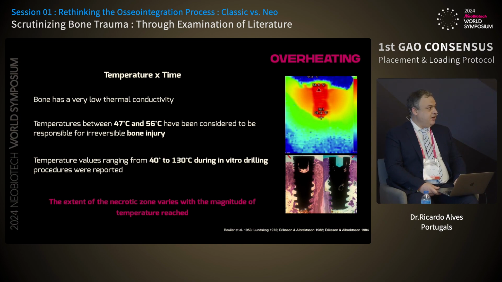The most cited article in the literature is the one from Erickson with a thermal chamber for intravital microscopy in rabbit's tibia that reached the conclusion that bone necrosis occurs when we exceed a temperature of 47 degrees for more than 1 minute. But this is controversial. Other studies point out different values. But the important thing is that in in vitro studies, we can find very high temperatures that can cause bone damage.